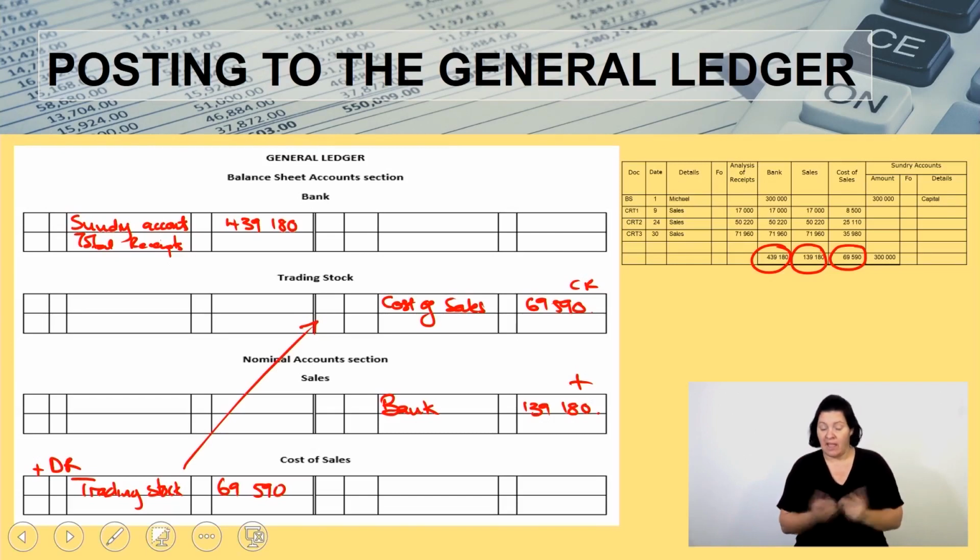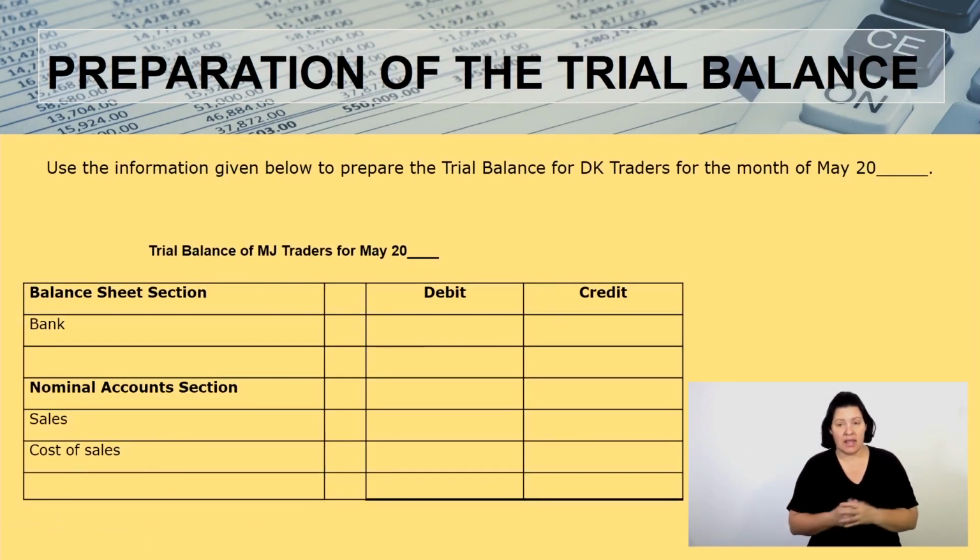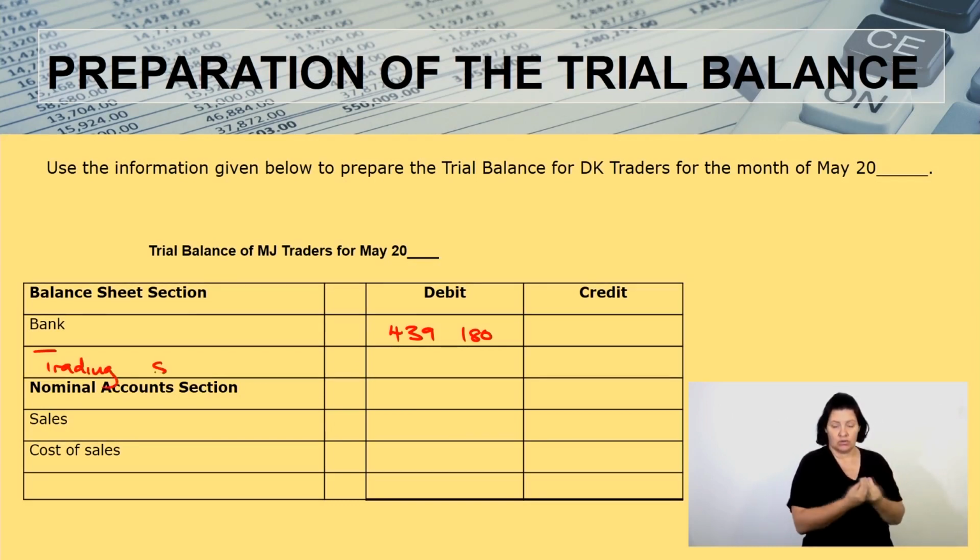And once your general ledger is completed, you can then post it on to the trial balance. Remember? And the trial balance, I'm just going to take the bank account balance as it is, and I'm going to bring it to my trial balance. So on the debit side, I'm going to have now my 439,180.